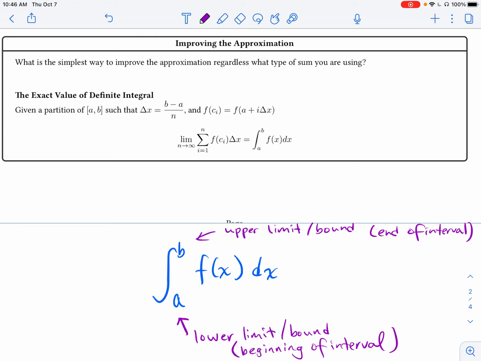Okay, so I'm going to go ahead and do that. Next, we have what's called our integrand. This is our integrand. This is the function that we are integrating.